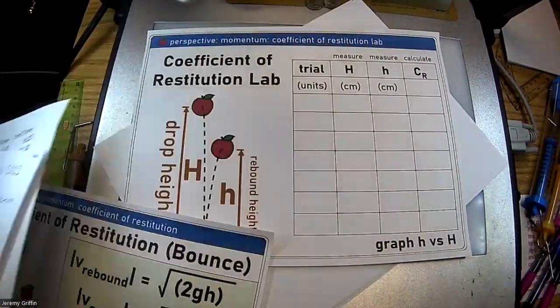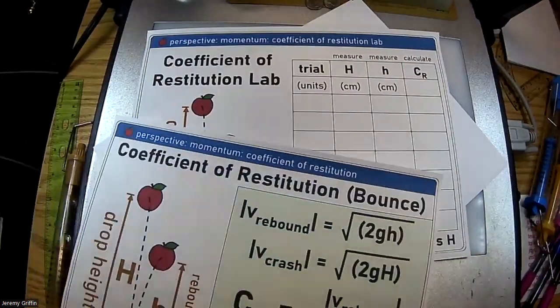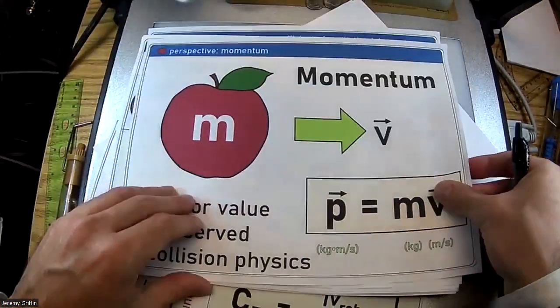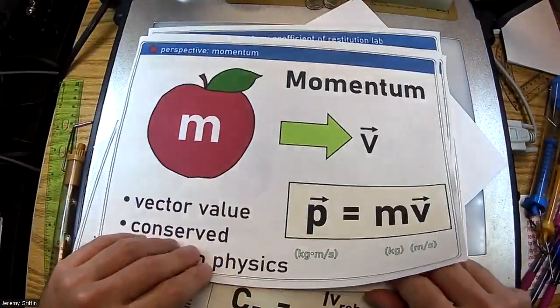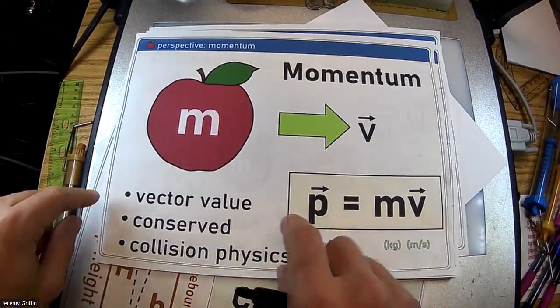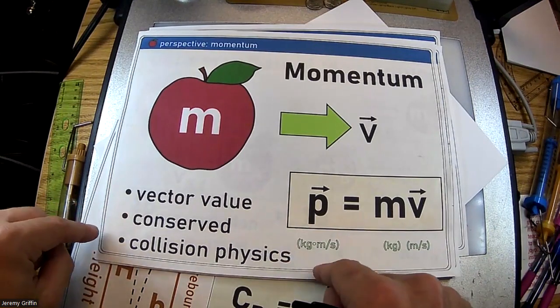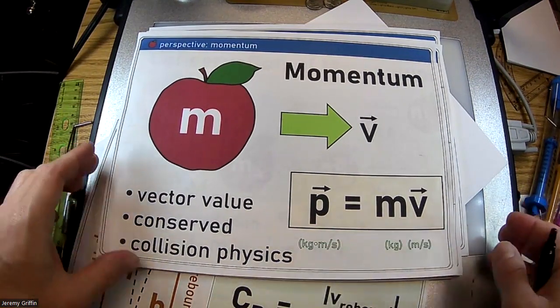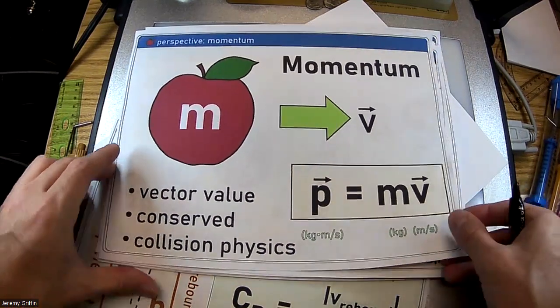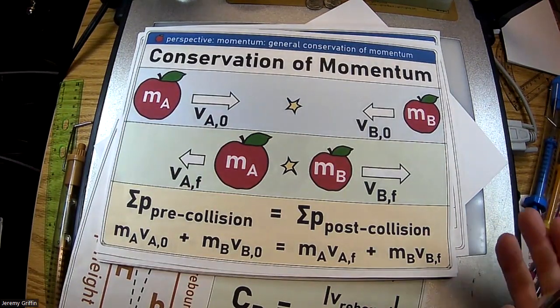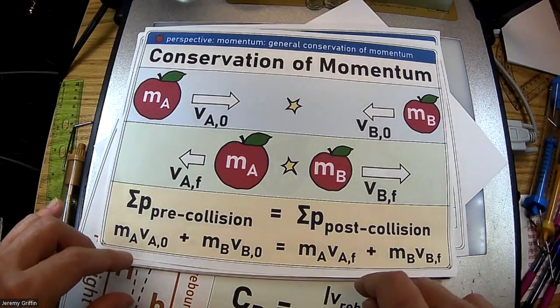So let's see, what is coefficient of restitution, and how are you going to quantify this? Okay, so we got momentum. You guys remember? That's what we've been doing the last week and a half. Momentum is mass times velocity. This is a vector value. It's involved in collision physics, and it's conserved within those collisions, within closed systems specifically. So if there's no external force, here's just a general collision, and momentum is shown conserved.